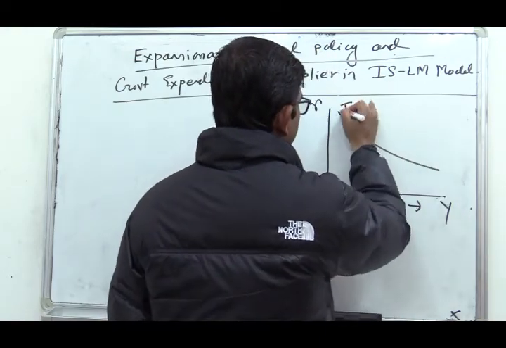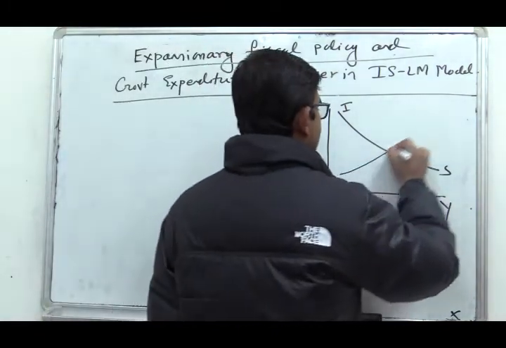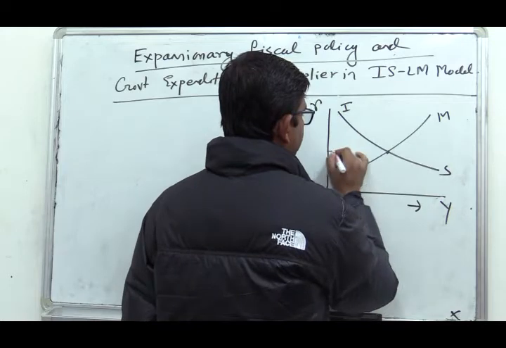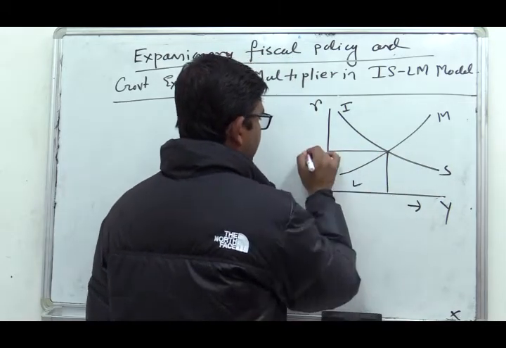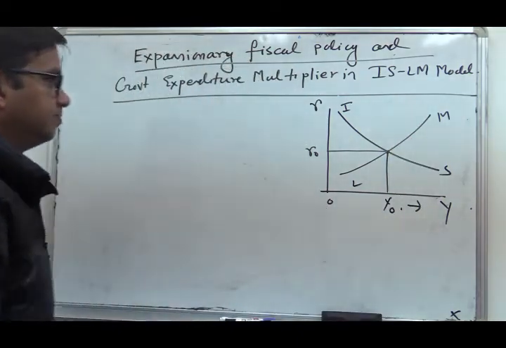So this is our IS curve indicating product market equilibrium. This is our LM curve indicating money market equilibrium. So the equilibrium levels of R and Y are R0 and Y0 respectively.